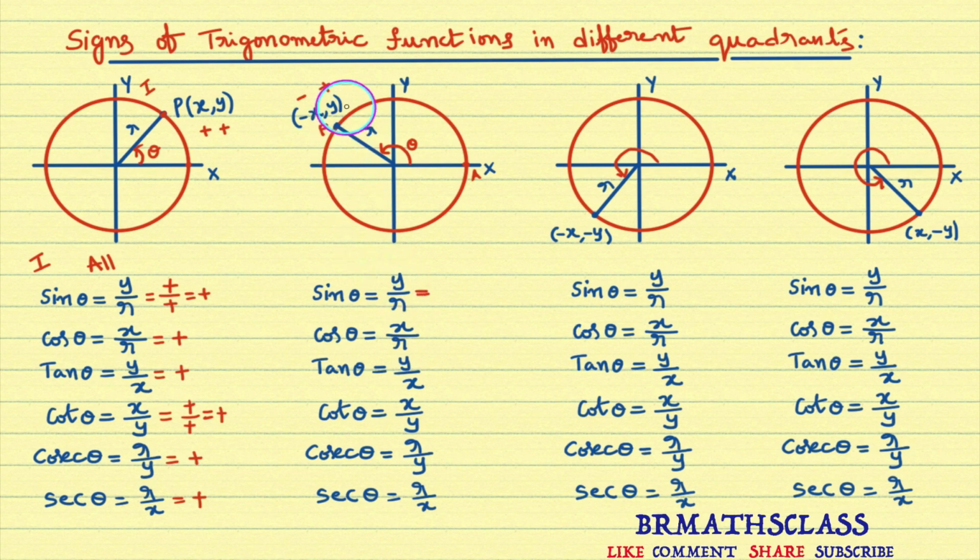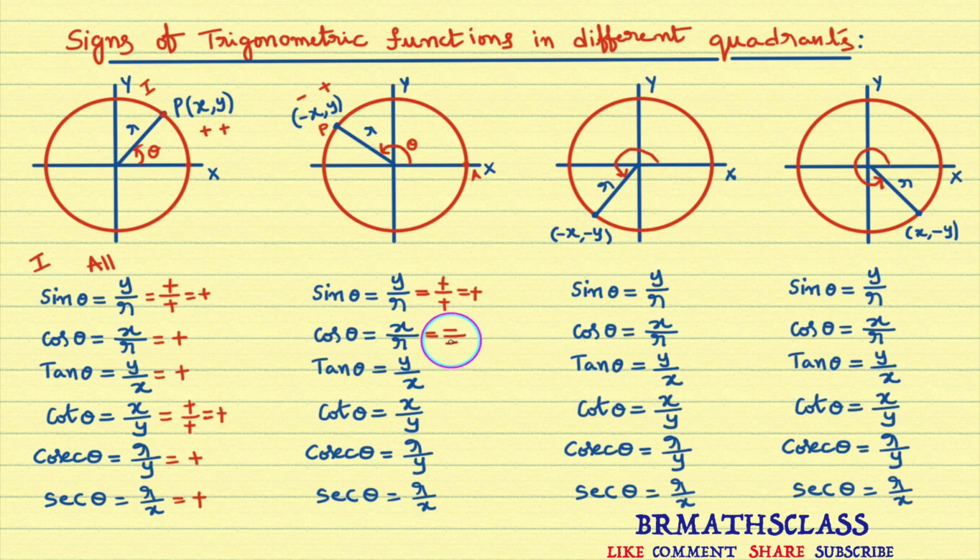See here, what about y in the second quadrant? In the second quadrant, y is positive. Positive divided by r is always positive. Positive divided by positive is positive. That's why in the second quadrant, sin theta is positive. Cos theta is defined as x by r. What is x in the second quadrant? X coordinate is negative. So this is negative.